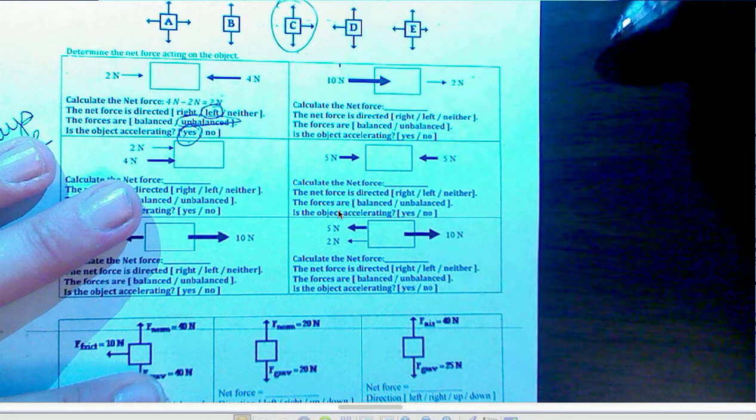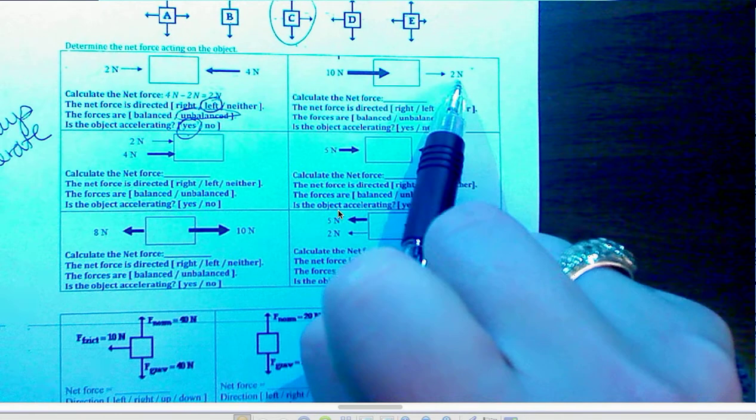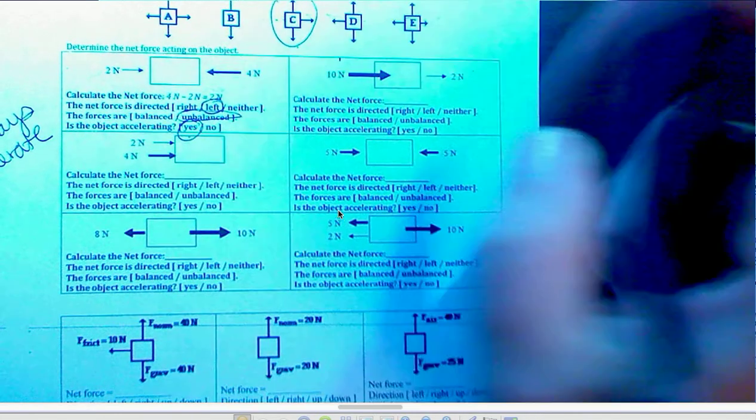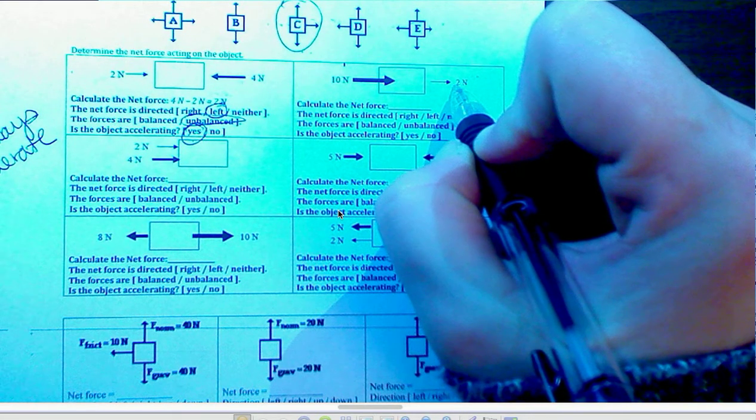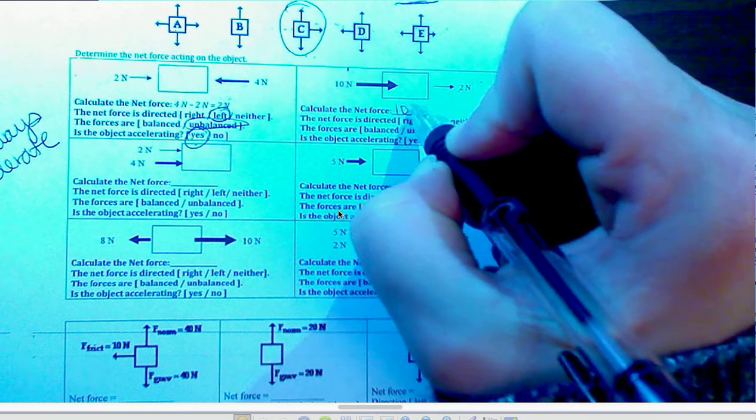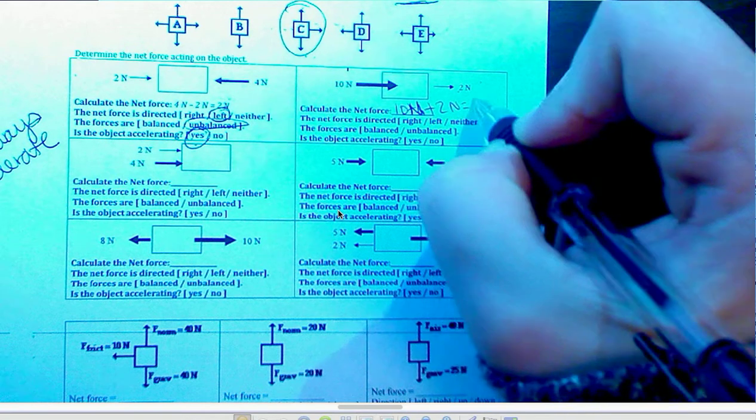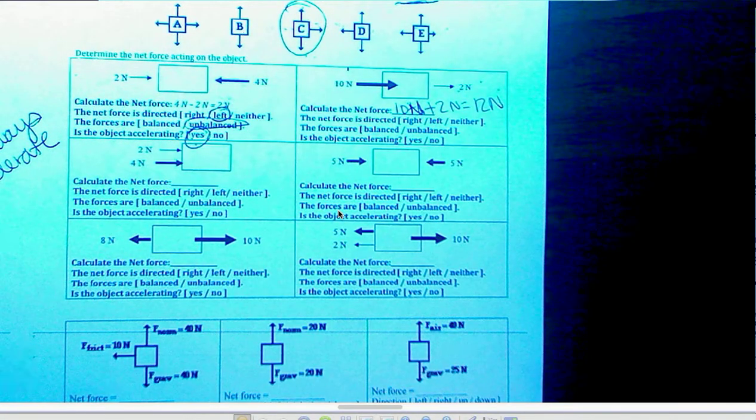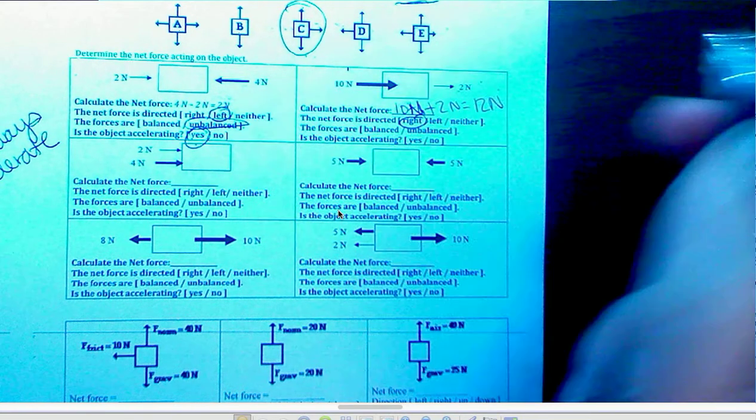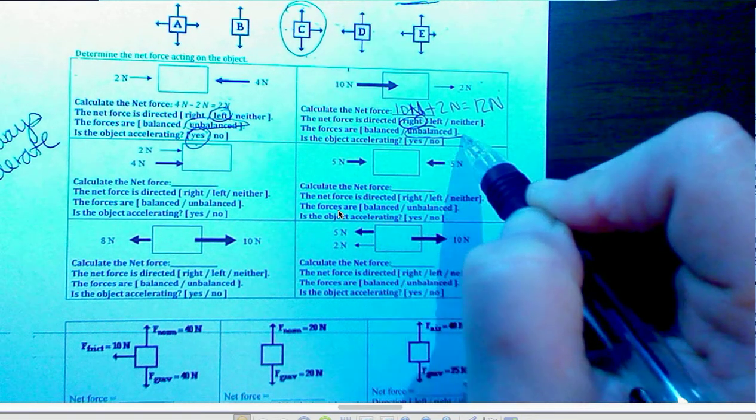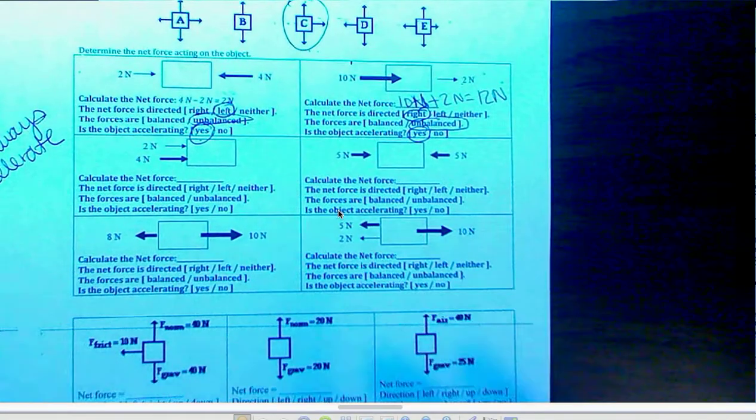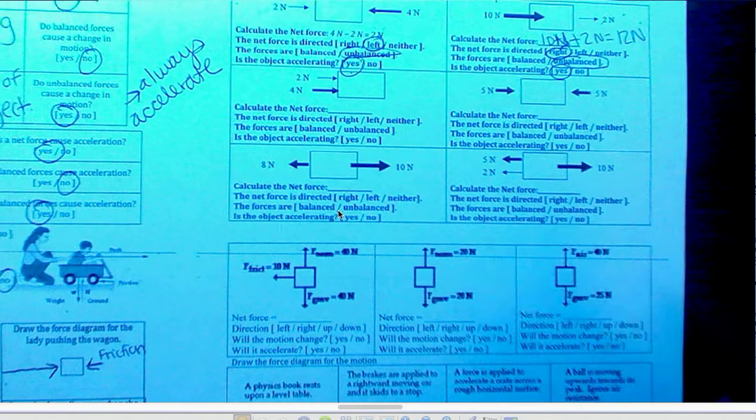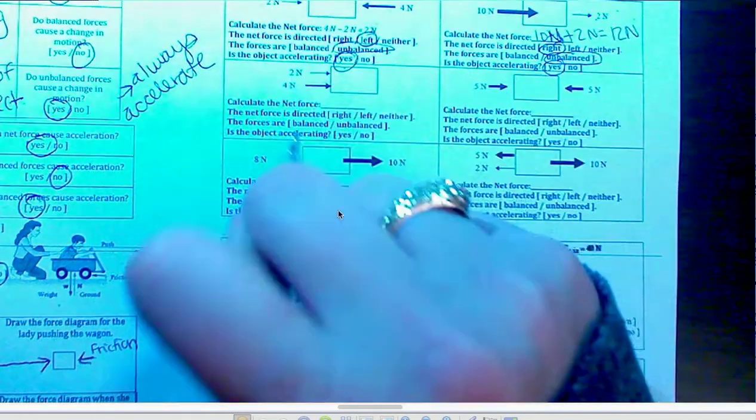Let's go over here to this one. We have 10 newtons and 2 newtons going in the same direction. So now they're moving together in the same direction. So now we're going to add the 2. Okay? So now we're going to do 10 newtons plus 2 newtons, which equals 12 newtons of force, all going to the right. We're unbalanced because we don't have the number 0, and yes, we're accelerating because we're moving.